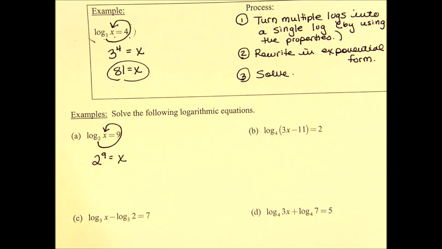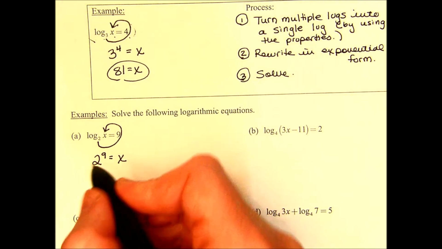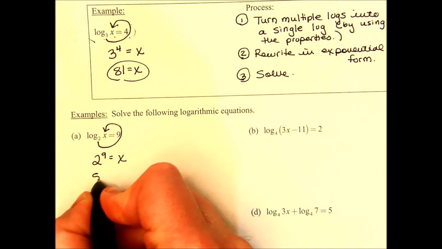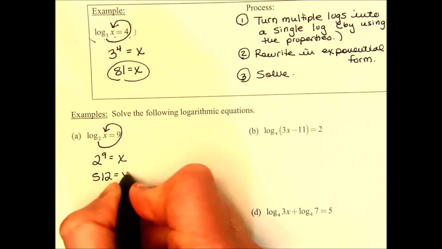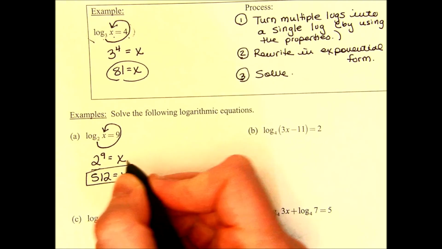Well, go to your calculator, figure out 2 raised to the 9th power. Again, we're not using logarithms here. We're truly just doing 2 raised to the 9th. And you should get 512 for your x value. x equals 512.